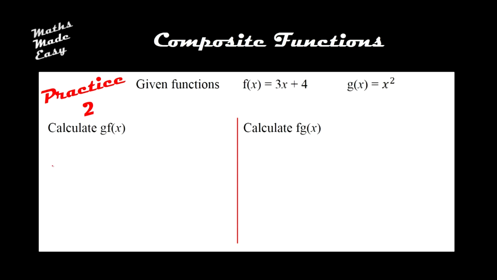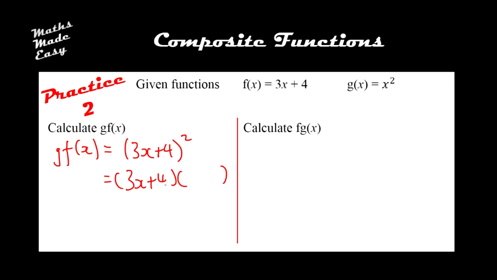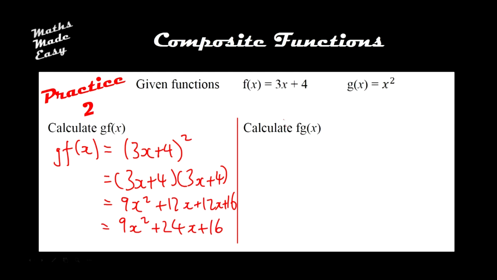Okay, so g of f of x is equal to, well, we take x squared and we need to replace all of the x's with 3x plus 4. So we've got 3x plus 4 all squared, which we know is a double bracket, 3x plus 4 multiplied by itself, which will give us 4 terms, and they are 9x squared plus 12x plus another 12x plus 16, which simplifies to 9x squared plus 24x plus 16.